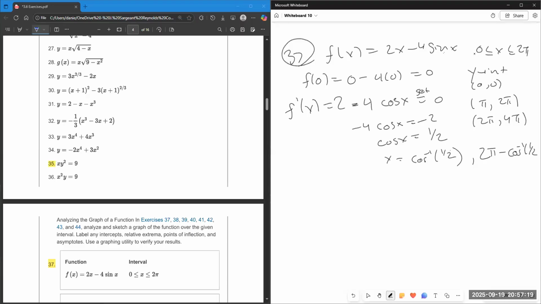So cosine is 1/2 at pi over 3. And then it's going to be 2 pi minus pi over 3. So that's 6 pi over 3 minus pi over 3, which is 5 pi over 3.